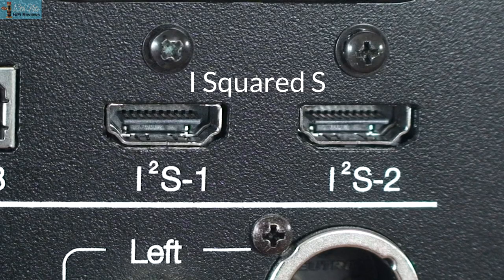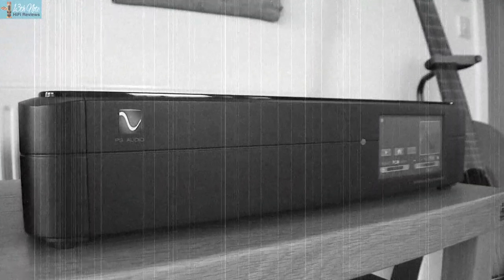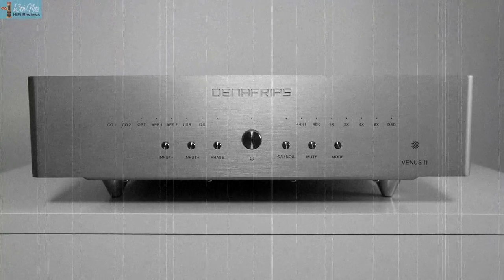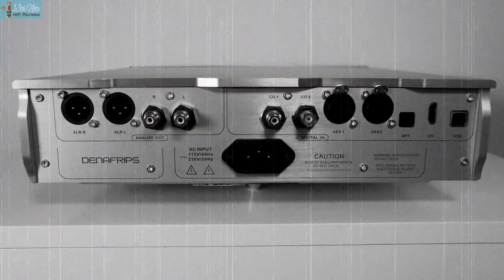I2S is another digital input connection which preserves the clock and signal wires separately. Because there isn't a standardized connection for I2S, you'll often see a DAC use TV-type HDMI plugs, which can use different pins for the clock and signal wires, such as that used on DACs from PS Audio, like the DirectStream, or the Venus 2 R2R ladder DAC from Denafrips.